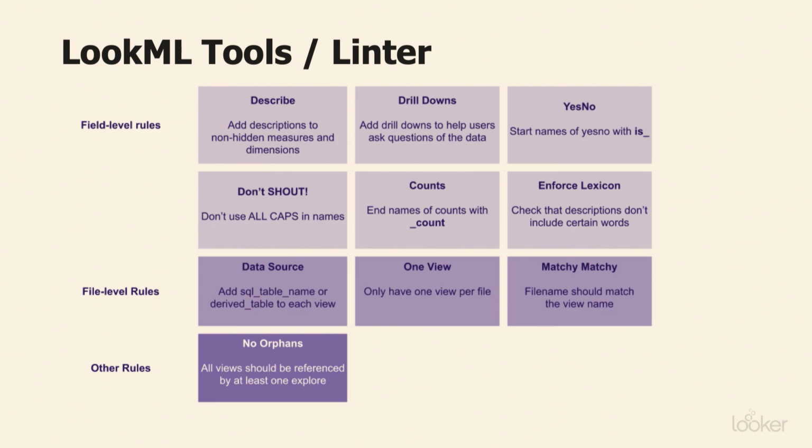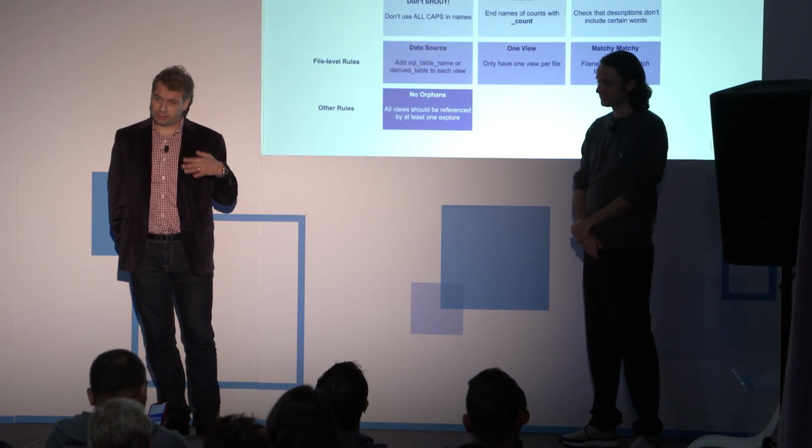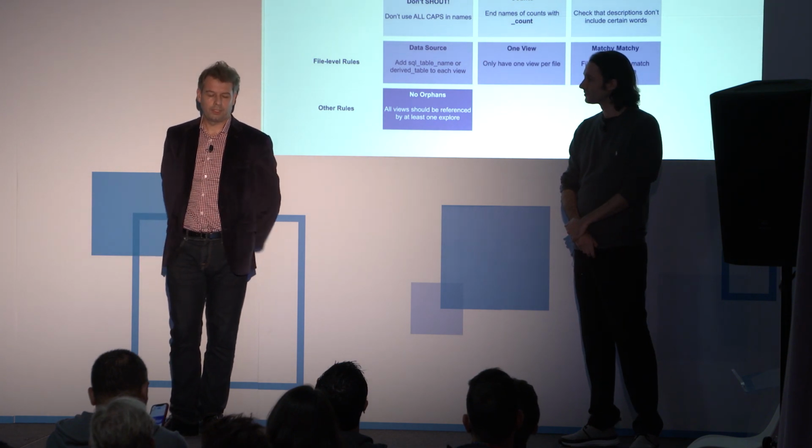So I think of this in terms of three types of rules. We have field level rules. That's a rule you could apply in one small chunk, one dimension, one measure. So for instance, does the name start with yes, no, or is, if it's a yes, no dimension. Next is file level rules. So you can only assess whether the rule passes or not when you look at the whole file. So does it have one view per file? And lastly, I call this other, but it's essentially a repository level rule saying, for instance, no orphans. You can only look at that when you look at the whole set of files and repository to make sure that there are no references somewhere to that file. But yeah, we have simple interfaces, it's very extensible.